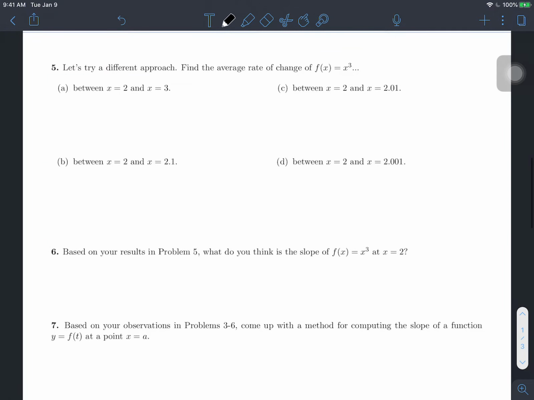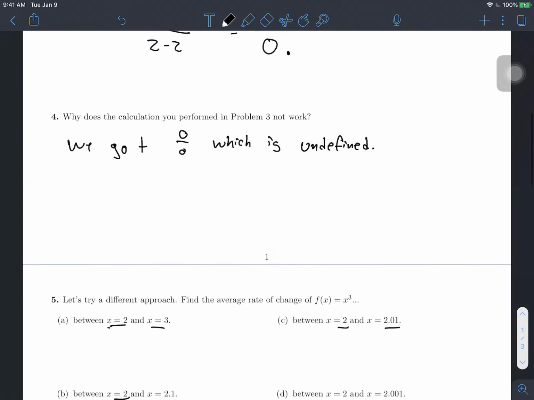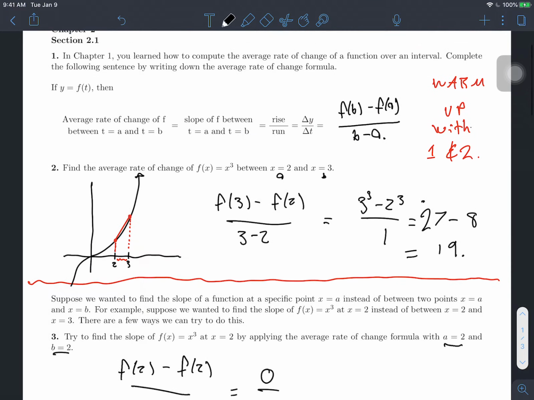So what we're going to do here is find the average rate of change between x equals 2 and x equals 3. We already did that part. Then we're going to find it between 2 and 2.1, and between 2 and 2.01, and then 2 and 2.001. Okay, so now, before we get started on that, I want to go back up to our drawing and point out what we're really going to be doing.